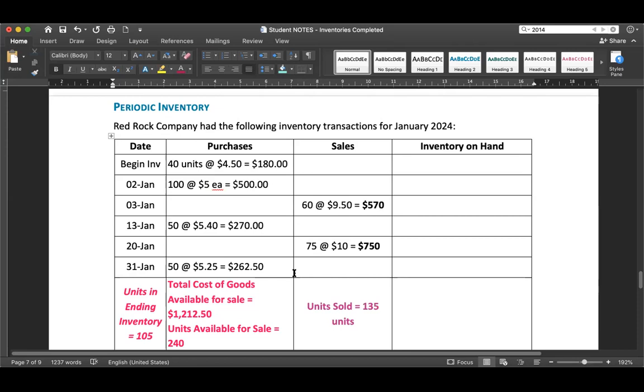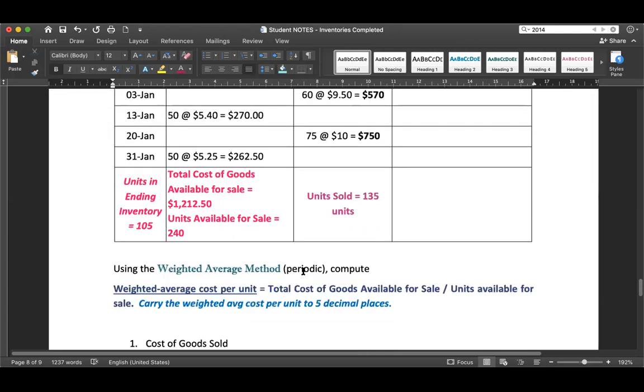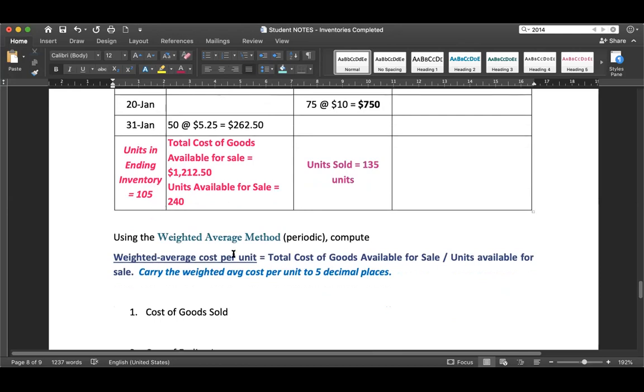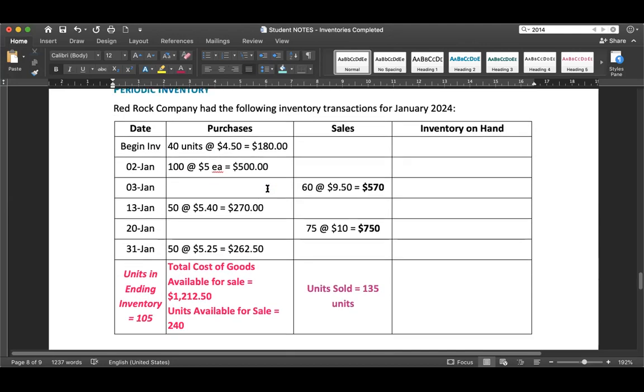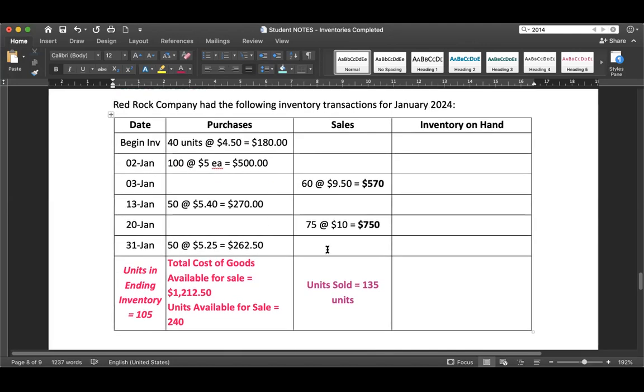Right? And we can do periodic inventory using LIFO, FIFO, weighted average. Okay, so first thing that we're going to do is take a look here at the weighted average method. This is the same information that we had on the previous video that I did.